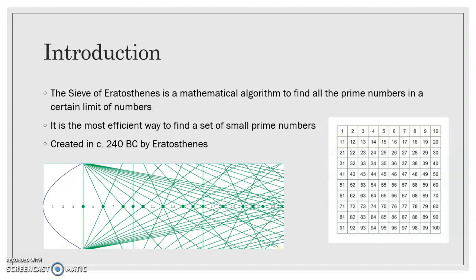Introduction. The Sieve of Eratosthenes is a mathematical algorithm to find all the prime numbers in a certain limit of numbers. It is the most efficient way to find a set of small prime numbers, and it was created circa 240 BC by Eratosthenes.